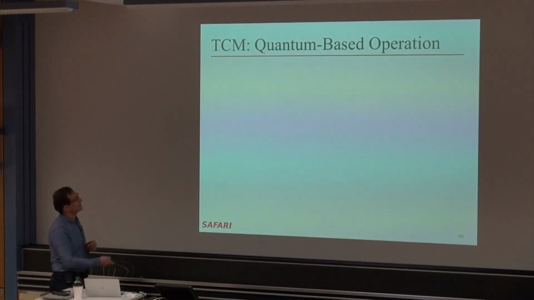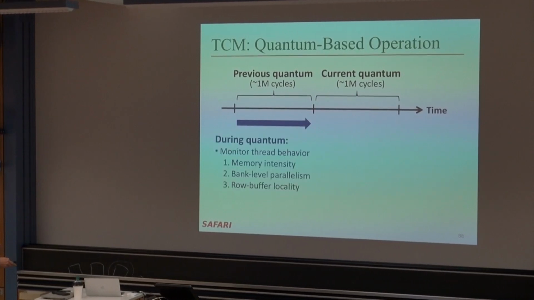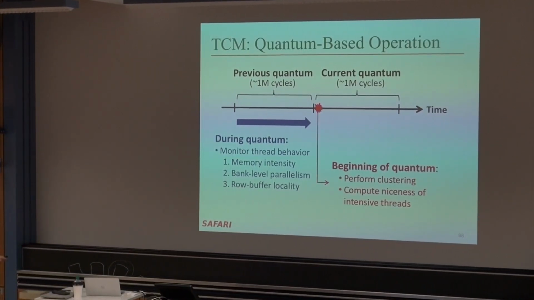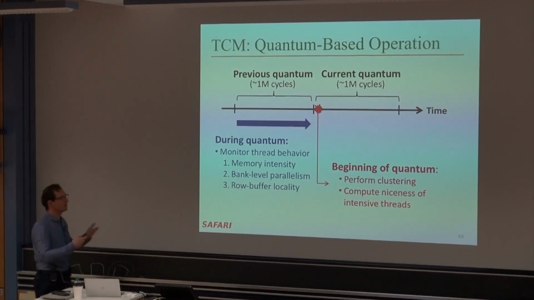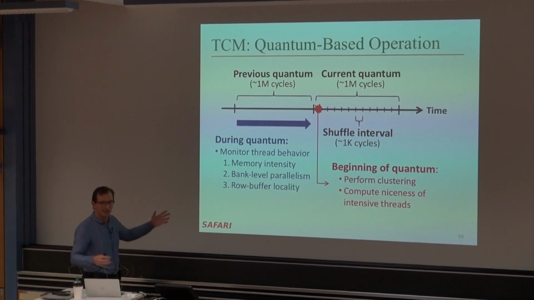Okay, so this operates based on quantum-based operations. So we basically have a previous quantum and the current quantum. In a quantum, you monitor the thread behavior: memory intensity, bank level parallelism, and row buffer locality. At the end of the quantum, or in the beginning of the next quantum, you perform the clustering, and you compute the niceness of intensive threads, and you form essentially these two different clusters as well as ranking.